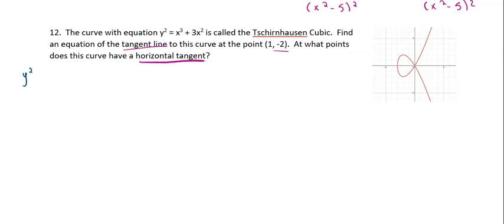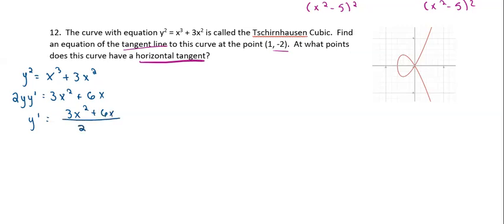So we have y squared equals x to the third plus 3x squared. For this one, we need to use implicit differentiation because we have the y squared. So that's going to be 2y y prime. And then the derivative of x to the third will be 3x squared, and the derivative of 3x squared is 6x. So if we solve for y prime, it's going to equal 3x squared plus 6x all over 2y. There we go.